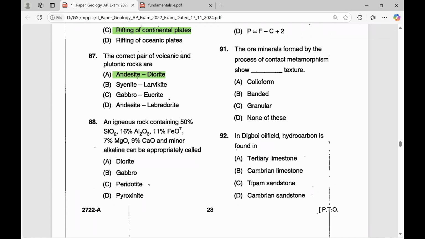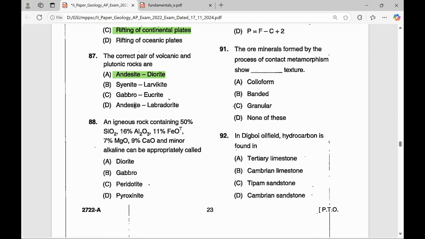Andesite is the volcanic rock and its plutonic equivalent is diorite. What about syenite? Syenite is plutonic, and the volcanic equivalent of syenite is trachyte. Then gabbro is the plutonic, and the volcanic equivalent of gabbro will be basalt. And hypabyssal will be dolerite, right?